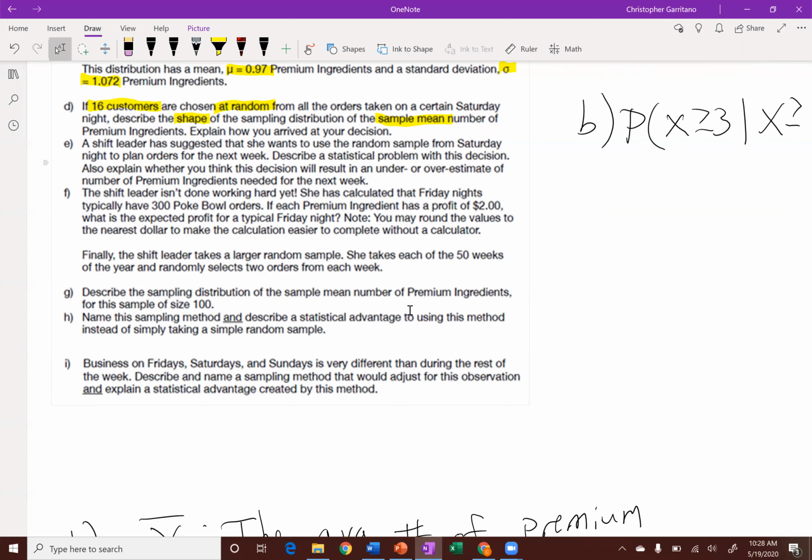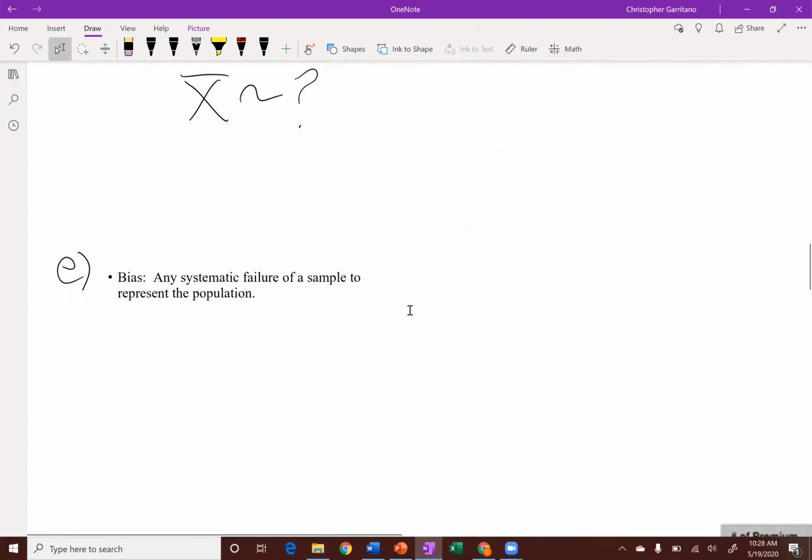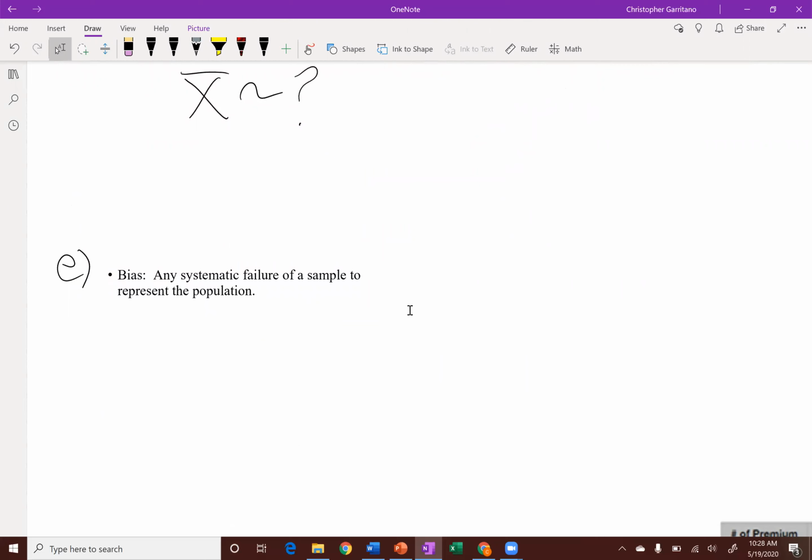You want to use some statistical keywords or vocabulary words anytime you answer a question. And in this case, the keyword is bias. Just a reminder, the way we define bias in our class is a systematic failure of a sample to represent the population. Why is this a systematic failure to represent the population? By only choosing a Saturday night, we're only looking at one particular very busy night of the week. And so if we decide to order our ingredients based off of what we saw on a Saturday night, chances are we're probably going to overestimate, because I don't think Monday, Tuesday, Wednesday are going to be as busy as Saturday, Friday, maybe even Sunday.